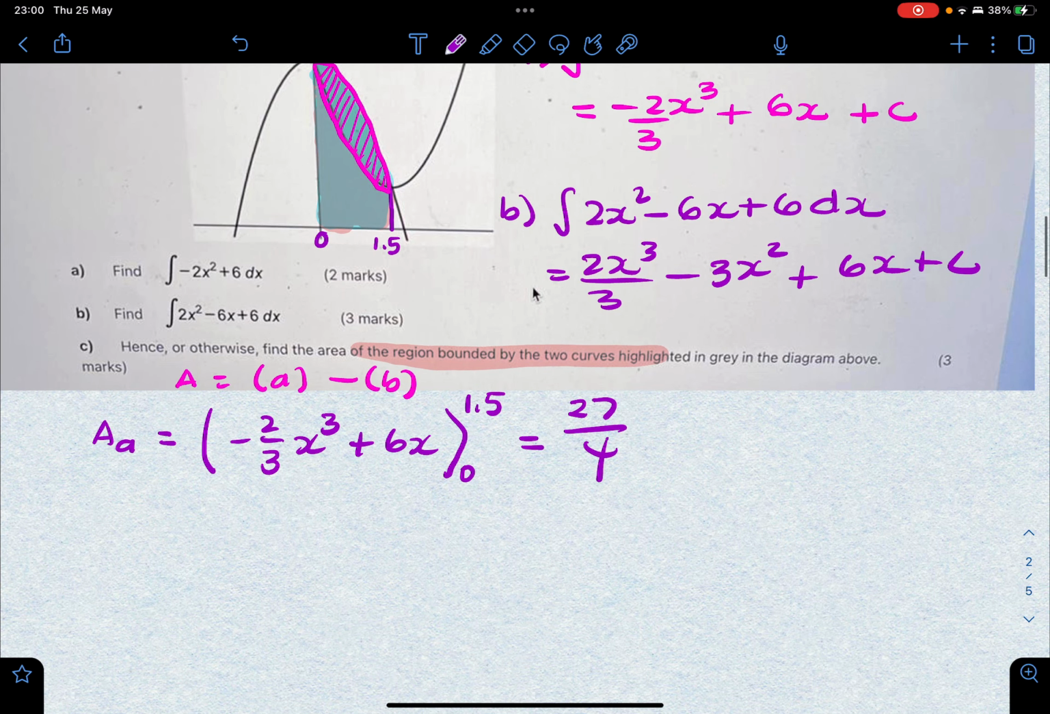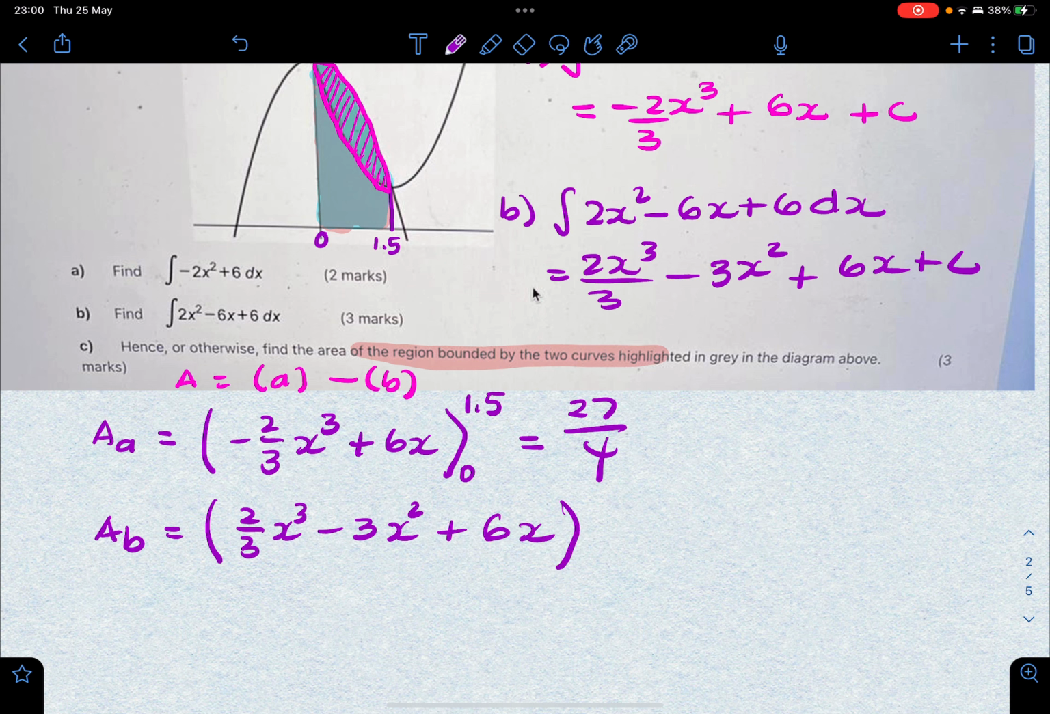And the area for B is this. So that's plus 2/3 x cubed minus 3x squared, sorry, plus 6x from 0 to 1.5. And I'll put that in my calculator. That's 9/2.